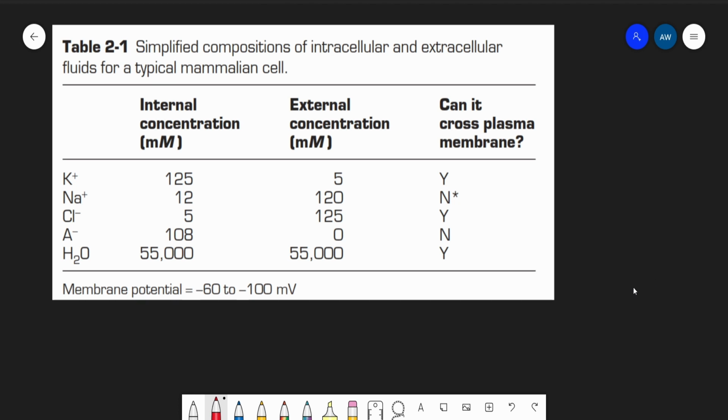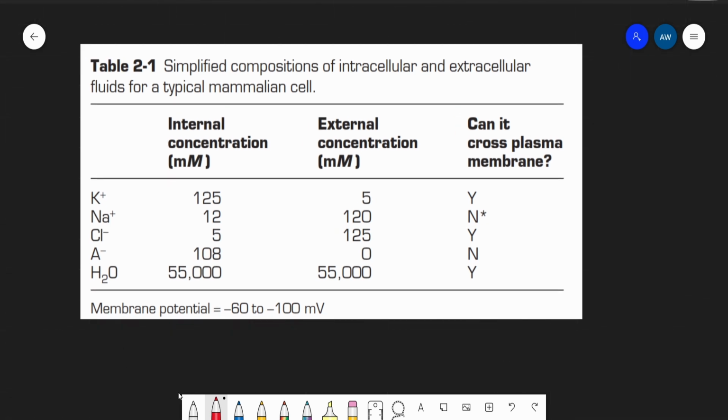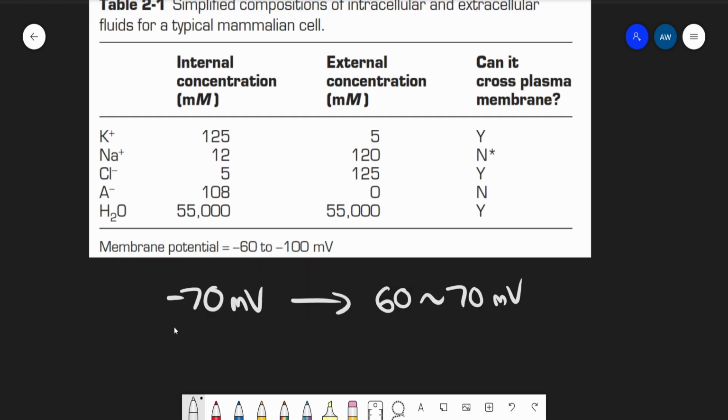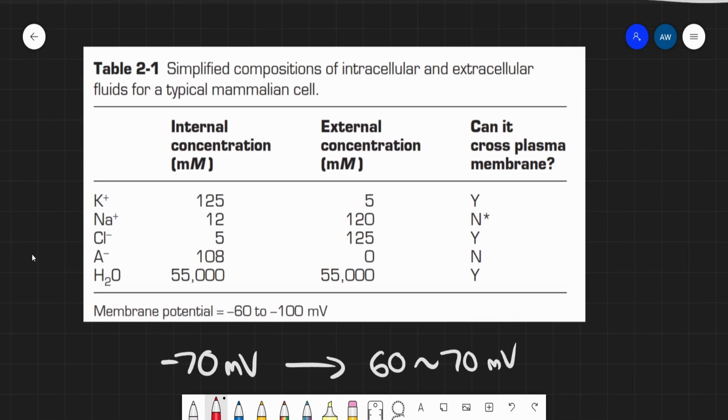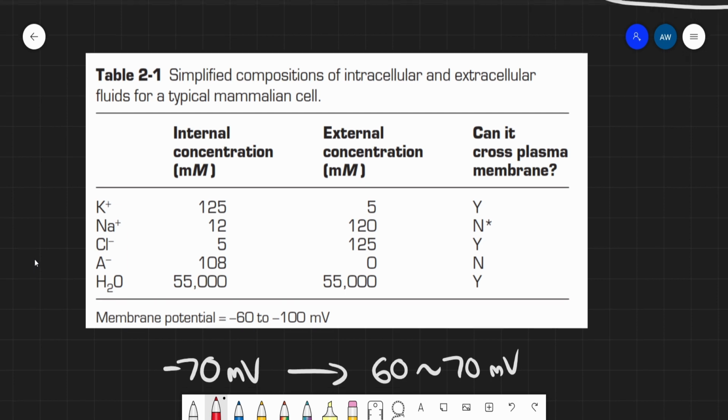Let's think about the question a bit more. So what is an action potential? Well, it is the change of membrane potential from negative 70 millivolts to about 60 to 70 millivolts. So that is what an action potential is. And this means that the inside of the cell has become more positive. We went from a negative value to a positive value.